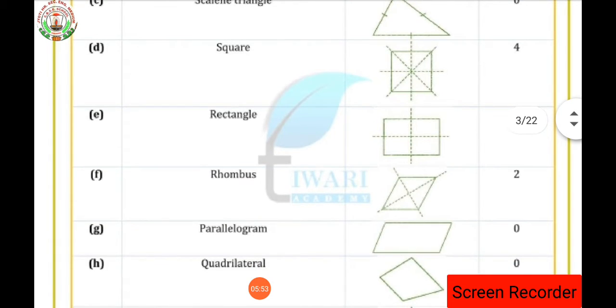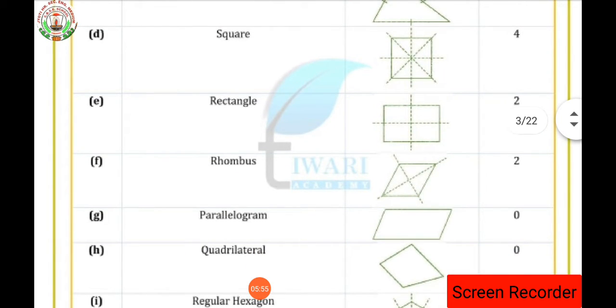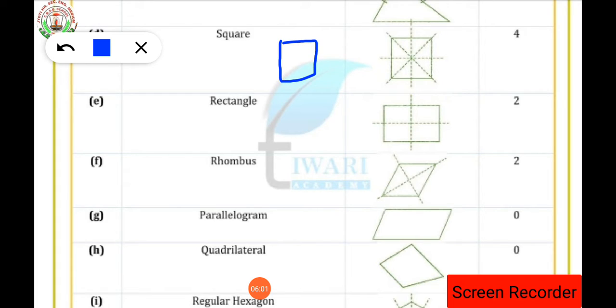Here in the D part of the question, we have a square. As we know, a square has all four sides equal in measurement. Therefore, how many lines of symmetry will be possible? Four lines of symmetry will be possible. This will be the first line of symmetry, here the second, the third, and this one is the fourth line of symmetry.